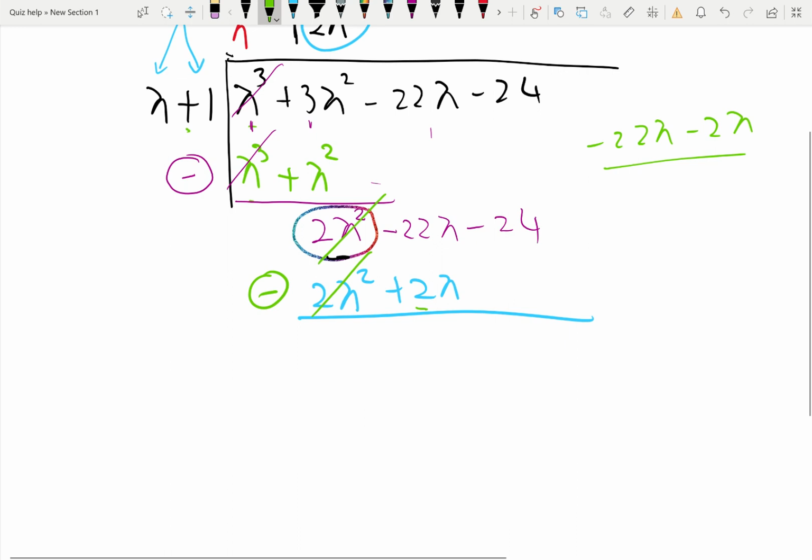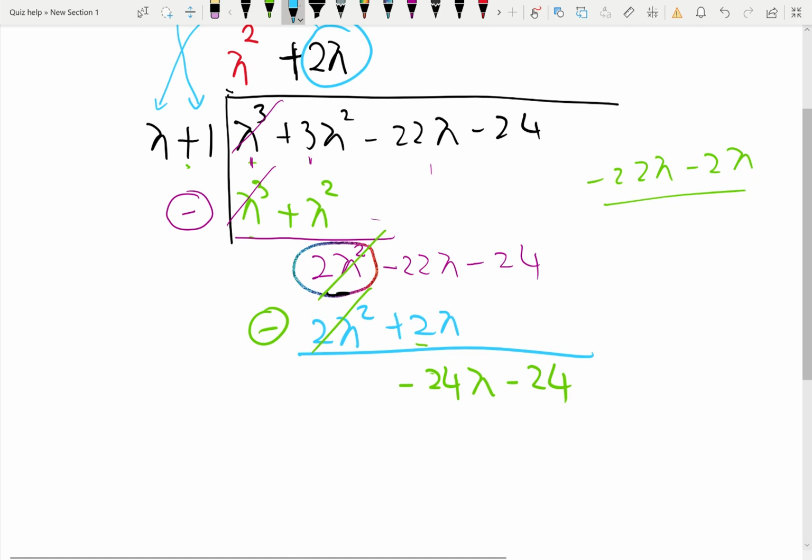This is just a 0.001% of the big problem that you're going to solve. It's a question that's going to be worth a lot of points in the exam and your homework, and it's a very important lesson, so you want to make sure you do this correctly. Negative 22 lambda minus 2 lambda is negative 24 lambda, and this minus 24 comes for free. Then again you compare this first term. You do this until you get 0. I will show you.